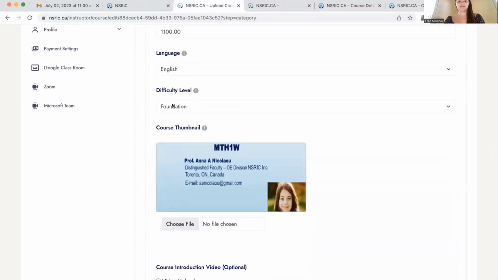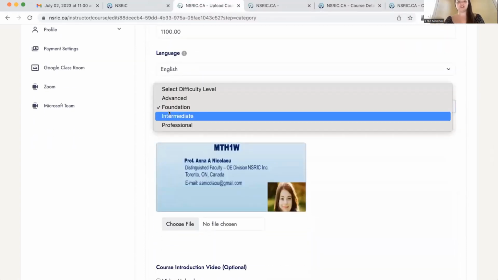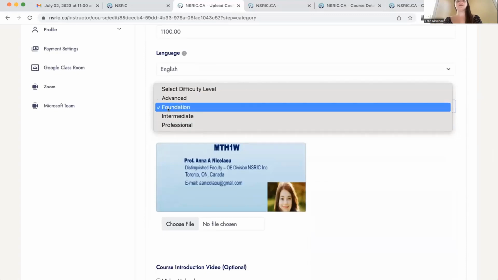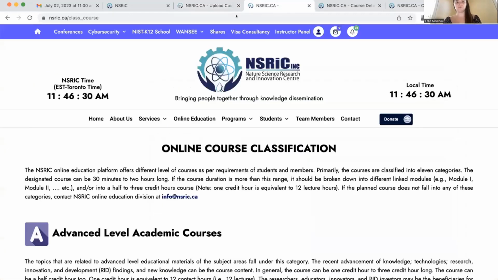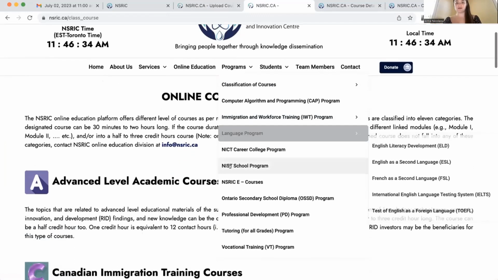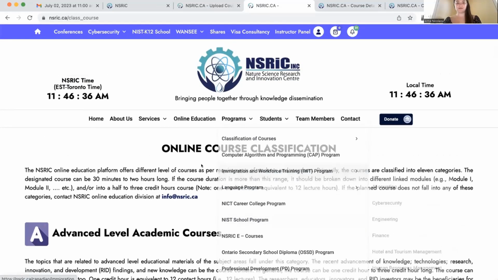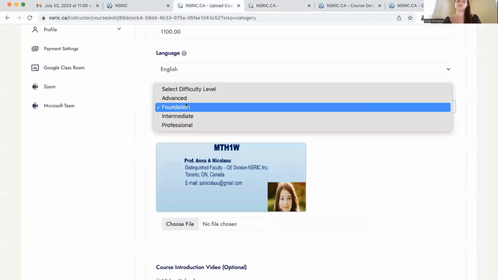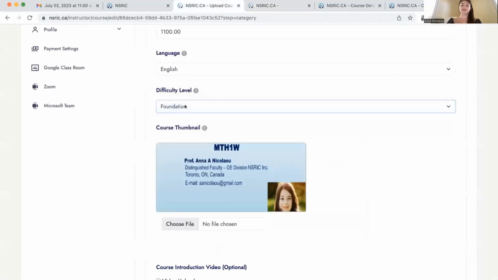Then we have the difficulty level: advanced, foundation, intermediate, or professional. Again, you'll just go back and refer to the course classifications for that. Just make sure that you're aware what is what level, and then you're good to go there. Mine is, of course, foundation because it's a grade 9 mathematics class.